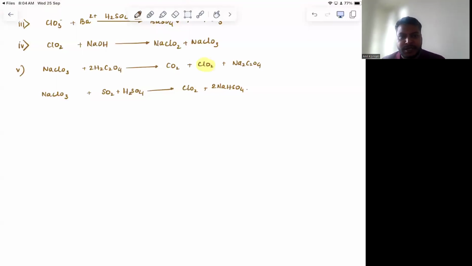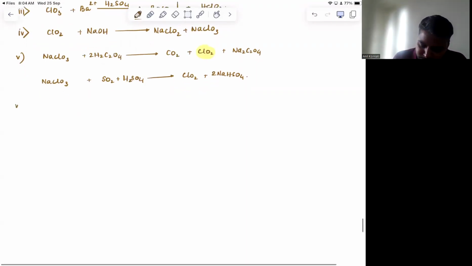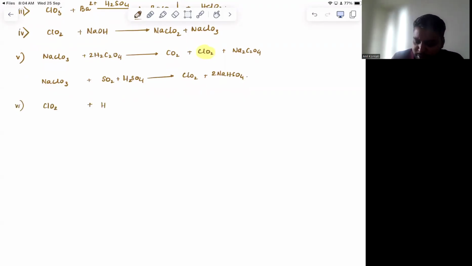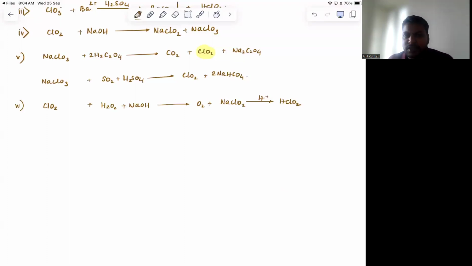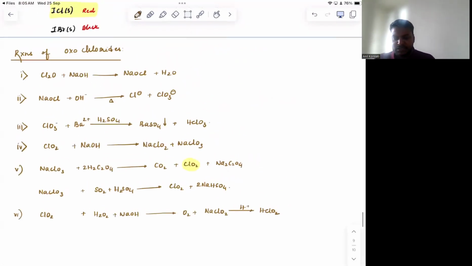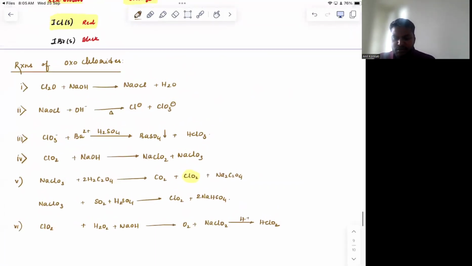Then next, another reaction which you need to know: if you have ClO2 and you treat that with peroxide H2O2 in the presence of NaOH, it will oxidize the peroxide into O2, and this will convert into NaClO2, which if you add H plus, it will become HClO2. So that's how HClO2 can be separated out. So that's it. These are a few reactions we need to know from oxochlorides.